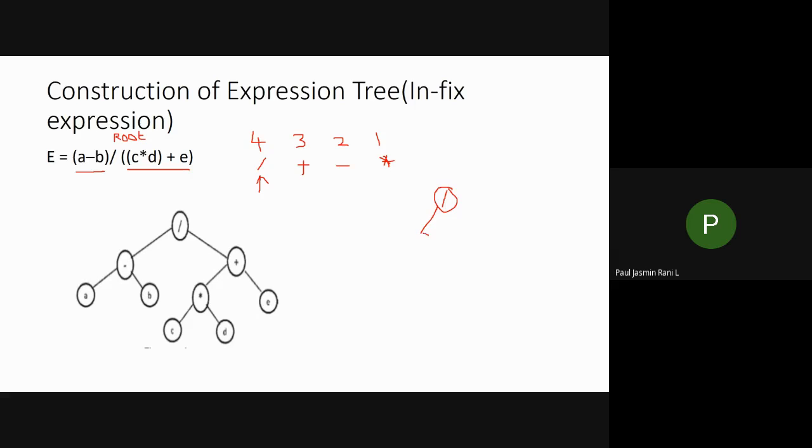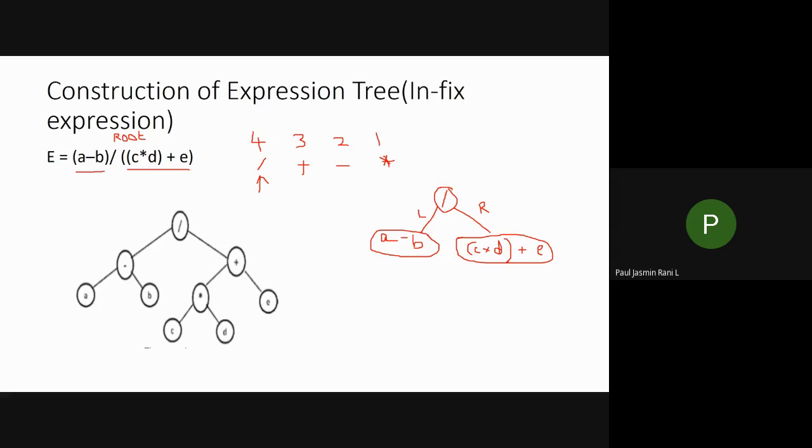Okay, so on the left I will have the expression A minus B, and on the right side I will have the expression. I'm going to remove the brackets, so I will have the expression as C star D plus E. Can you follow this one? So this is the right side and this is the left side.